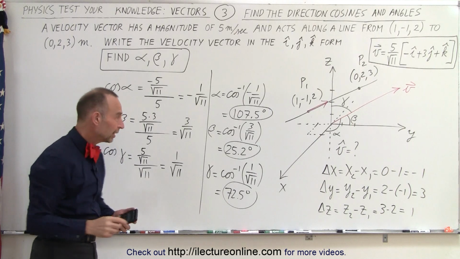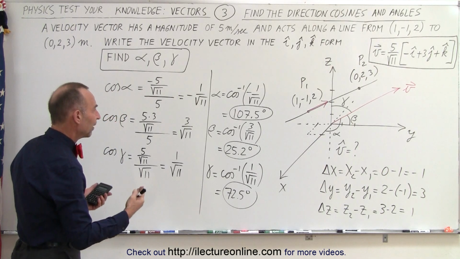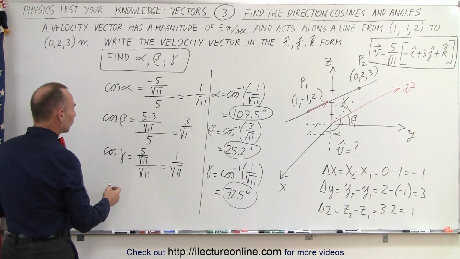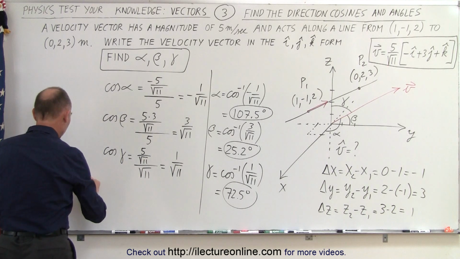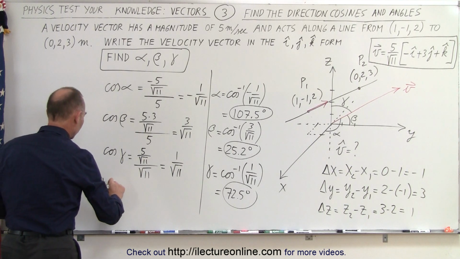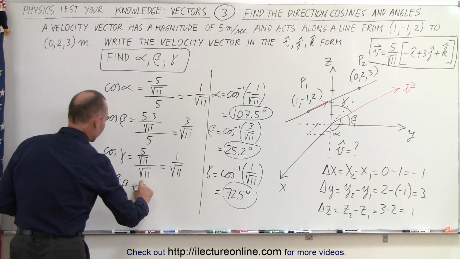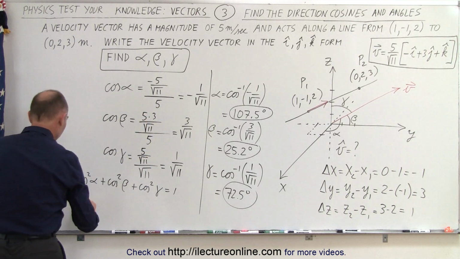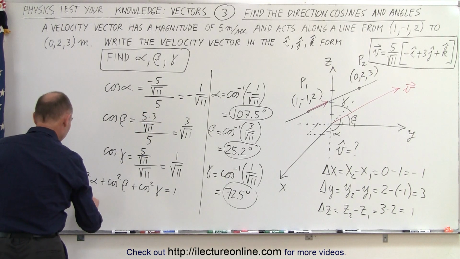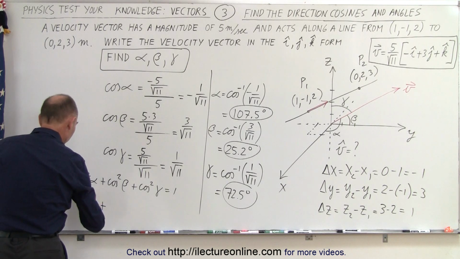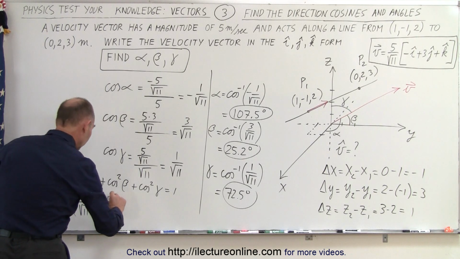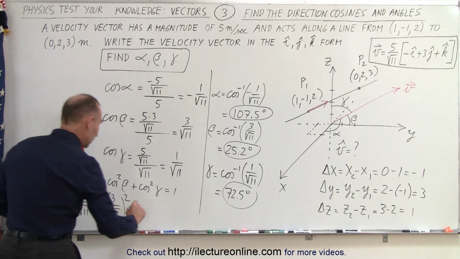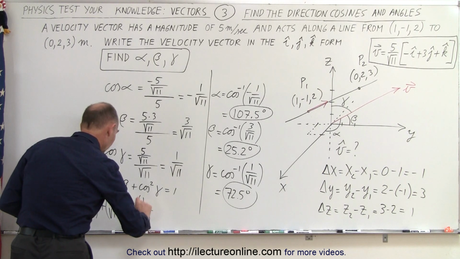Now, just to make sure we did it correctly, one check to verify if our answers are correct is to realize that the sum of the squares of the direction cosines should add up to 1. In other words, the cosine squared of alpha plus the cosine squared of beta plus the cosine squared of gamma should add up to 1. So let's go ahead and check that. We can say negative 1 over the square root of 11, and we need to square that, plus 3 divided by the square root of 11 quantity squared, plus 1 divided by the square root of 11 quantity squared.